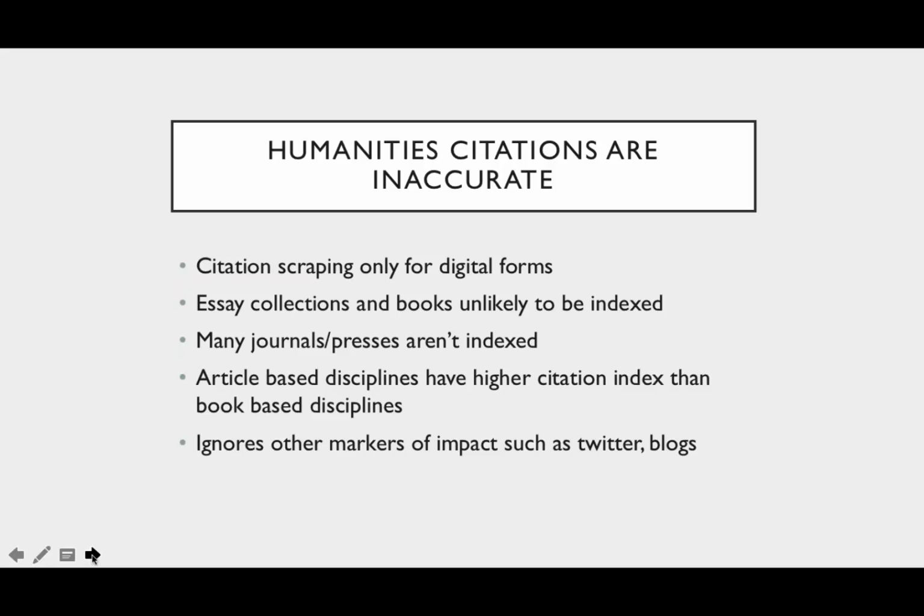Certain journals and presses aren't indexed. This is particularly true of new fields like the digital humanities. A lot of the big name digital humanities journals haven't yet been brought into indexes. And we know that article-based disciplines have a higher citation index use than book-based disciplines. So again, another reason to think more broadly. And of course, with altmetrics, the one thing that traditional citation metrics ignore are other markers of impact like Twitter and blogs, which are huge factors of impact in my field.